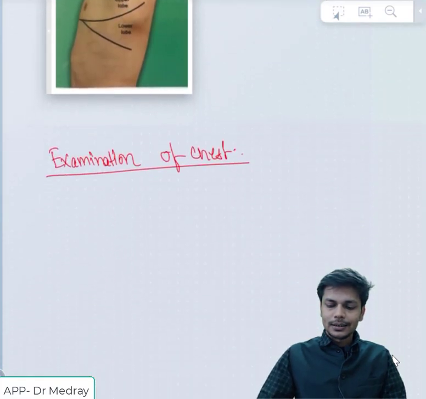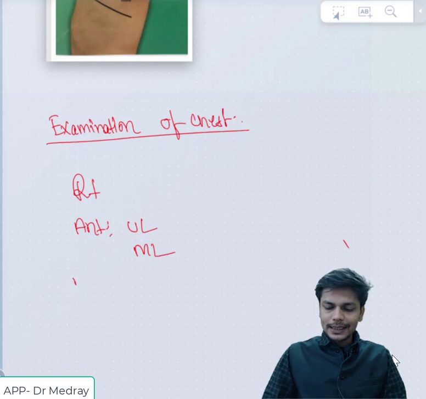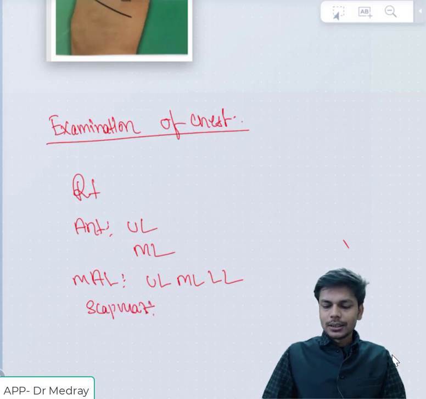So we can say that on the right side, anteriorly we get the upper lobe and the middle lobe, and in the mid-axillary line we can examine for the upper lobe, middle lobe as well as the lower lobe. Posteriorly, around the scapula, we can examine for the upper lobe and the lower lobe of the lung.